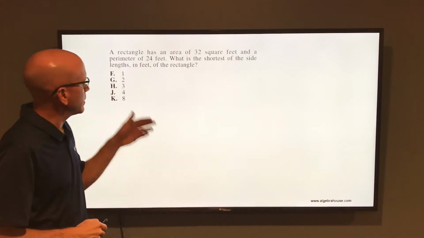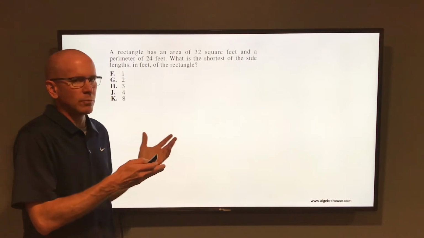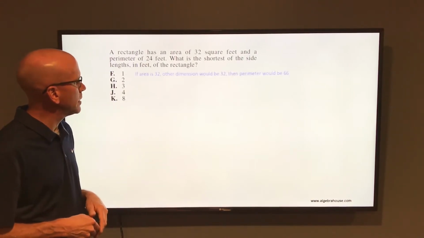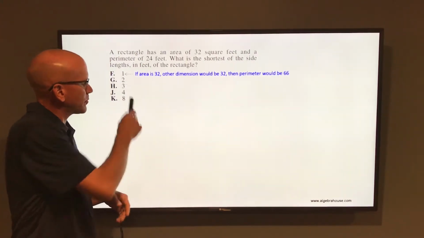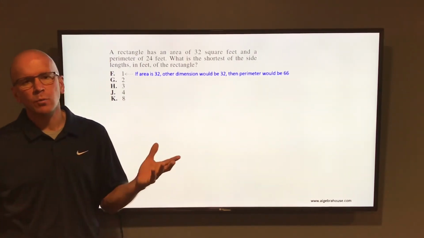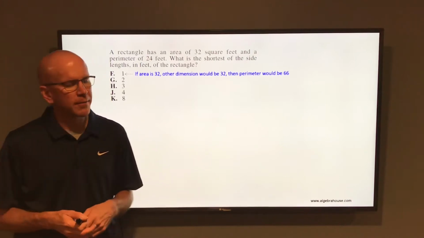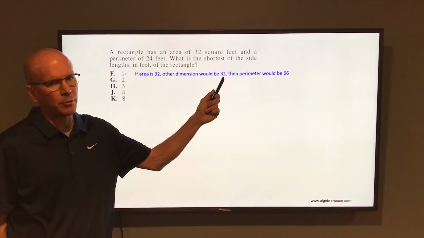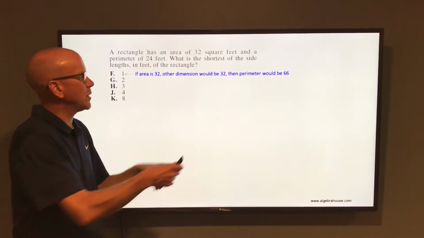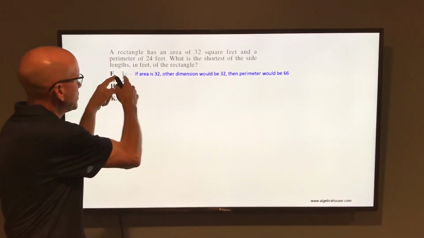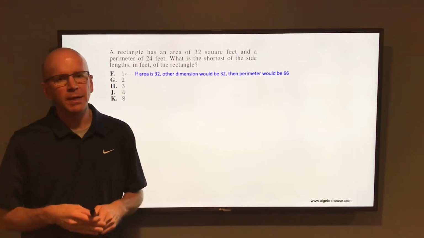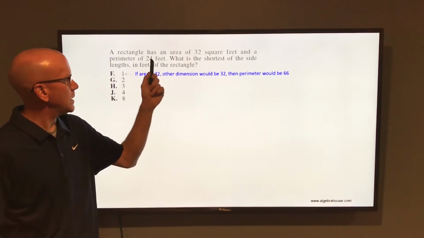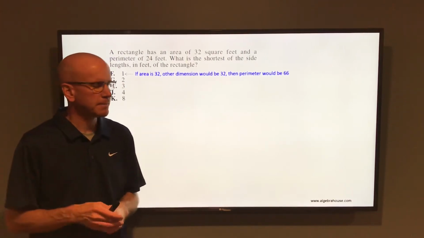I would go through and eliminate the wrong answers, because there's really no way you can go forward into this, but you can eliminate the wrong answers pretty easily. Starting with this first one, if the width was 1 and the area is 32, that means the length would be 32. So you would have 2 sides that are 32 and 2 sides that are 1. Well, that creates a perimeter of 66. We need a perimeter of 24, so that one's out.